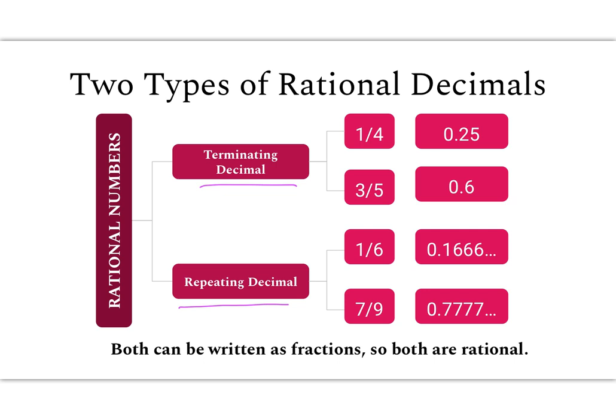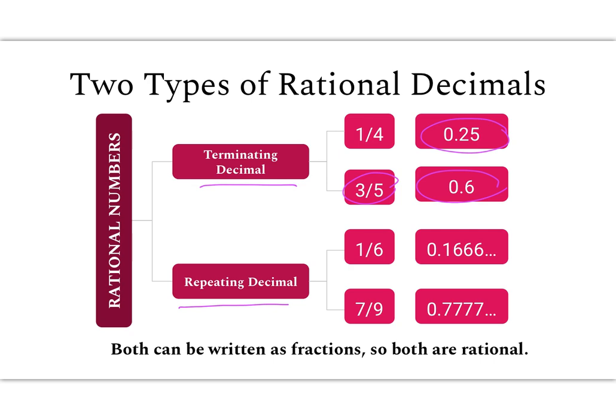A terminating decimal is one that ends. For example, 1/4 is 0.25. 3/5 is 0.6. As you can see, the number ends at 6, and in here at the top, the number ends at 5. Now, a repeating decimal is one that keeps on going forever, but in a pattern.